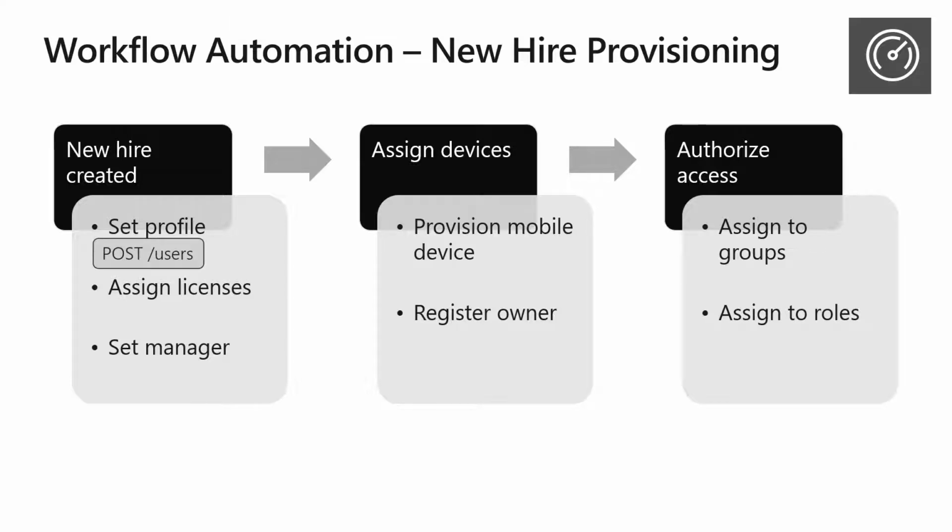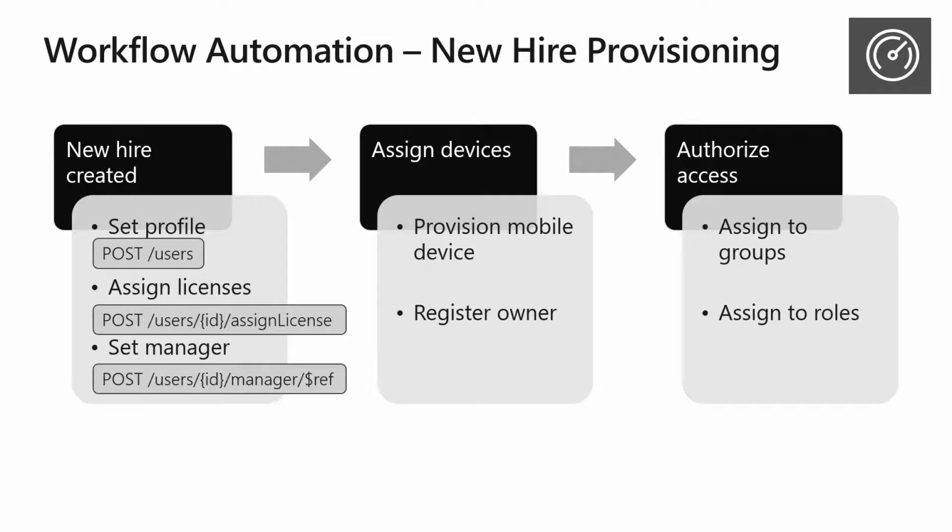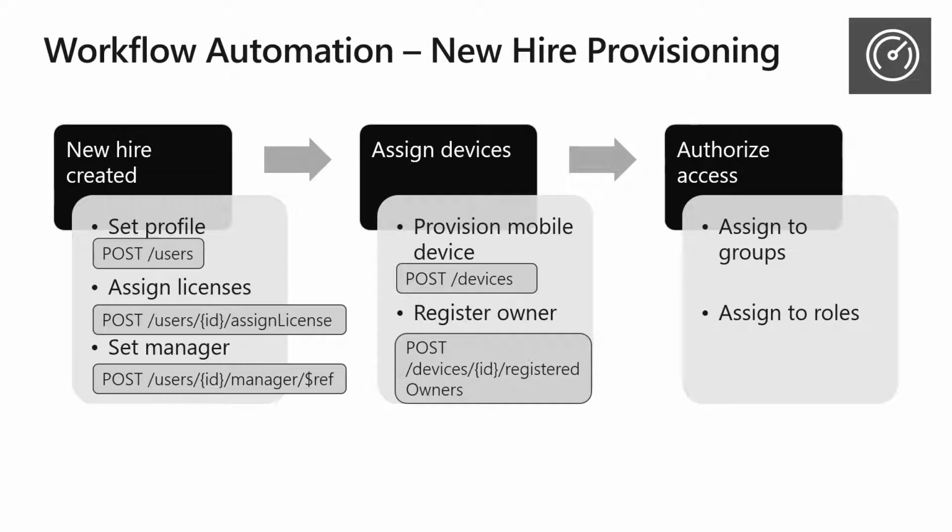So first things first, when the new hire comes in, you can create a user object by posting to the /users endpoint and set some basic attributes for that person. You can also assign them some licenses, set their manager, and set up a device. So you can provision a mobile device, and then you can mark that user the owner of the device. And then you could follow up to this by registering that device to Intune, with Intune, setting up some device policies, conditional access policies that are based on that device, so on and so forth.